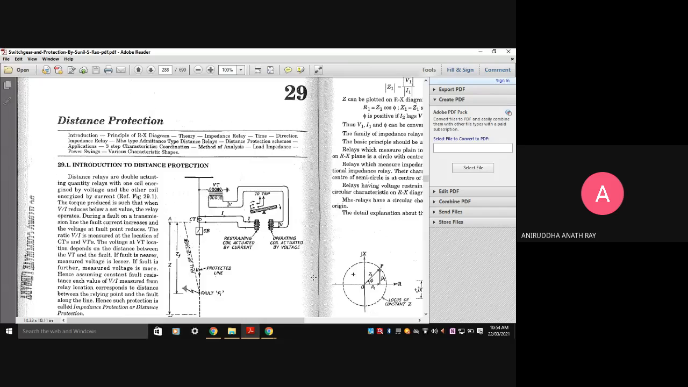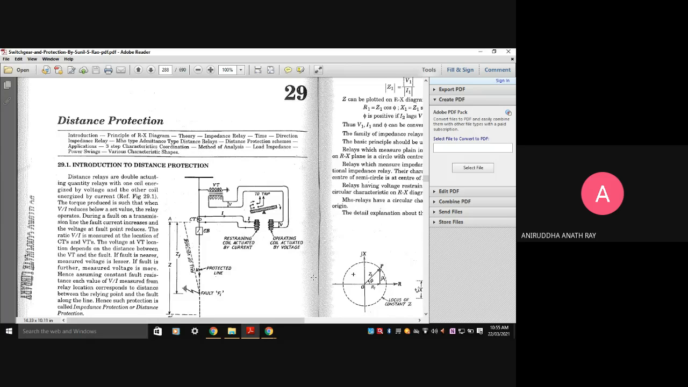And the torque is produced in such a way that when V by I reduces below a set value, the relay operates. So during a fault on the transmission line, as you know very well, the fault current increases and the voltage at the fault point reduces. The ratio of V by I is proportional to the location of the CTs and VTs.